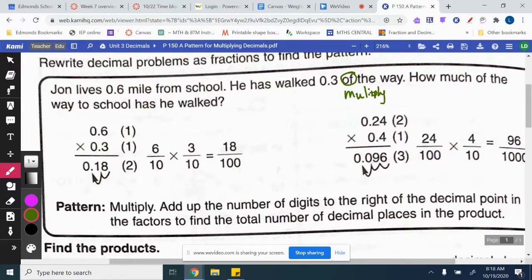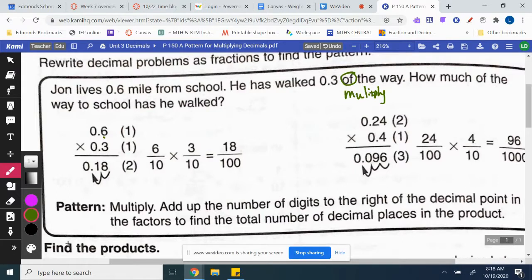Okay, so in this number, there's only one decimal place. So that's why they put the 1 there. And here, there's only one decimal place. That's why they put the 1 there. At that point, we pause, and then we multiply. 3 times 6 is 18.